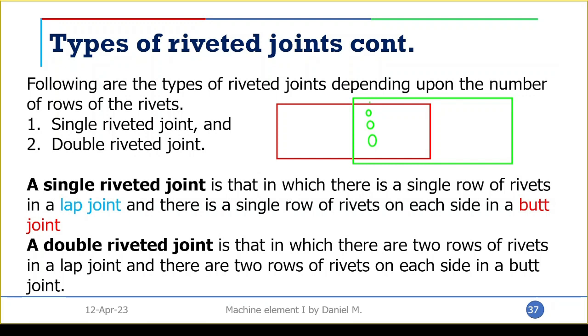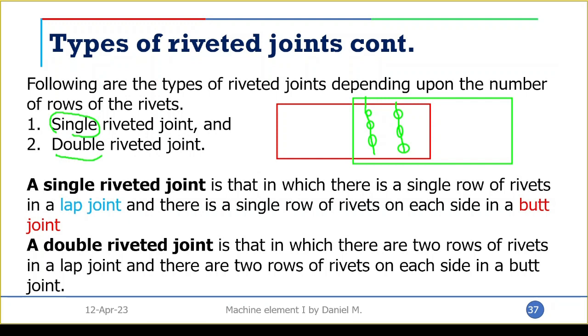how many rows do we have in this case? Only one, like that. So this is known as single riveted. Although there are three rivets in this row, since we have only one row of rivets, we call it single riveted. Now what if we add another row like that? In order to get additional strength, we may add other rows like this. So in this case, we have two rows of rivets, so we call it double riveted.